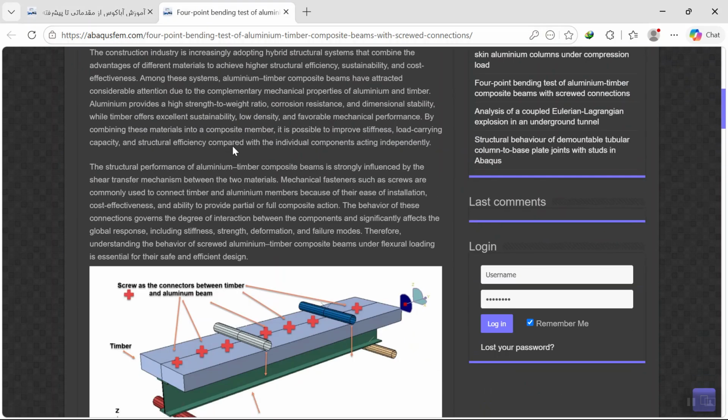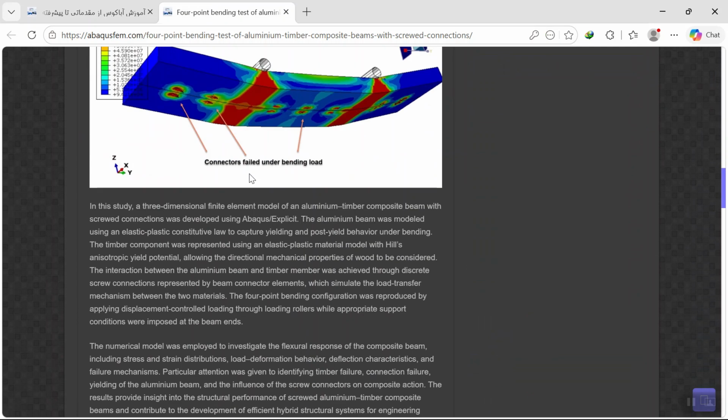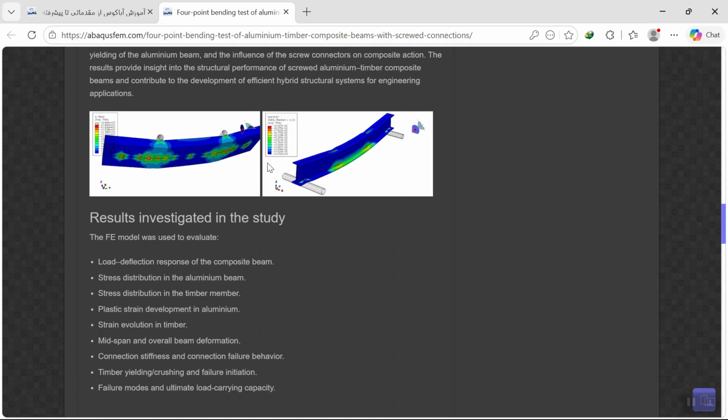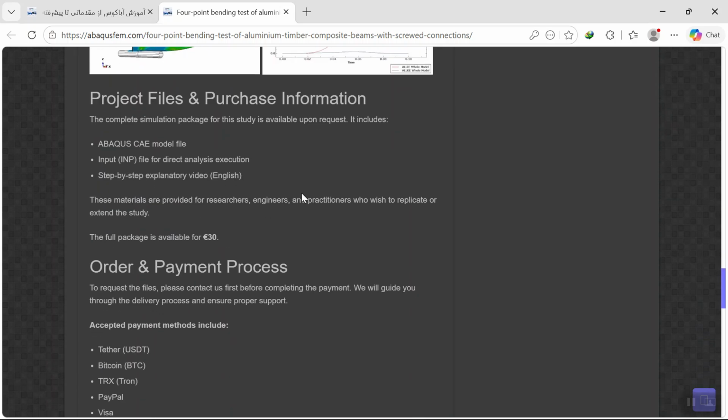Here we have the introduction, assembly, definition of the 4-point bending test of a composite beam, then the spacing modeling, like the three-dimensional model for aluminium timber. Timber is solid, aluminium is shell, numerical method, then the result that we obtained from this model. And at the end, the project file includes CAE, INP, a paper, and a step-by-step video.